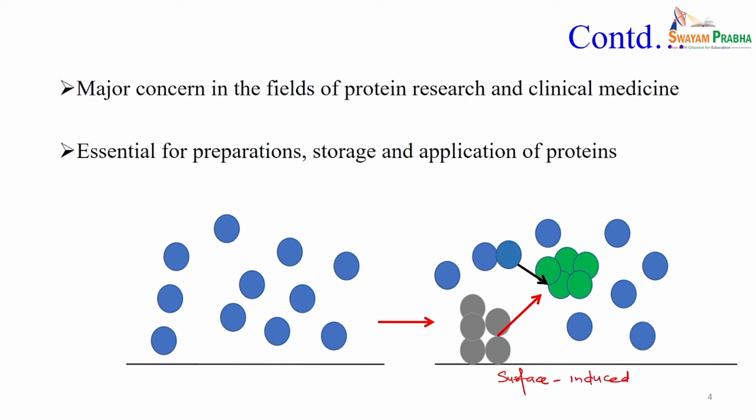So, the first step is surface induced. And second, even in the bulk there are many protein molecules, and because of environmental changes or some external factor, the protein molecules themselves may interact with each other, or you can say they agglomerate, and finally it will lead to the aggregation of the protein. So this is the bulk aggregation. So protein molecules aggregate even in the bulk, also in the presence of a surface.